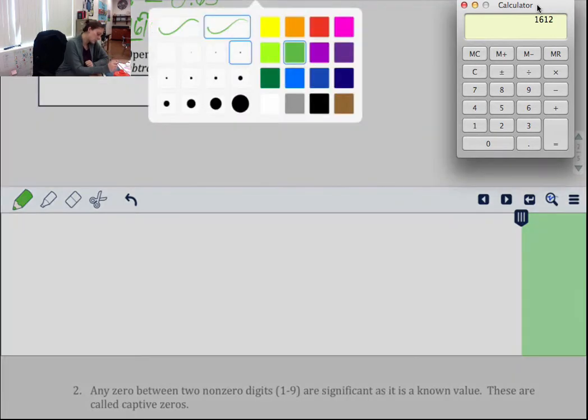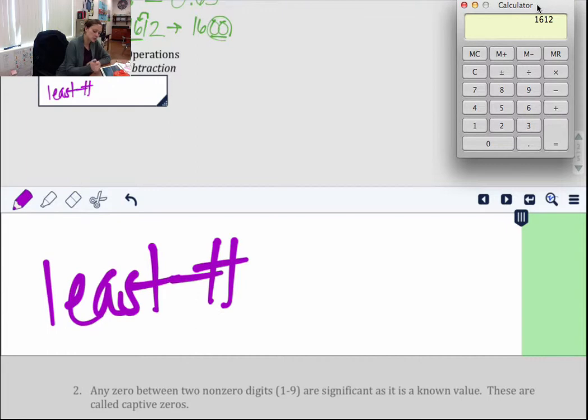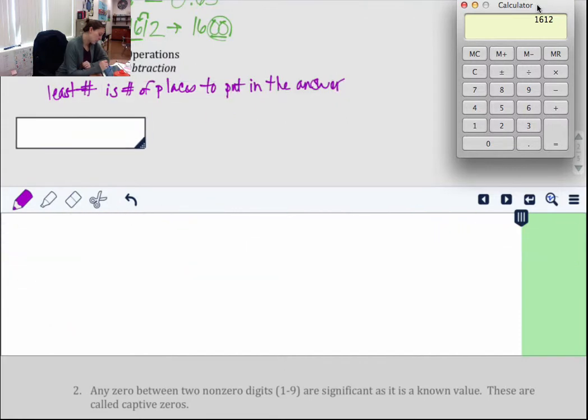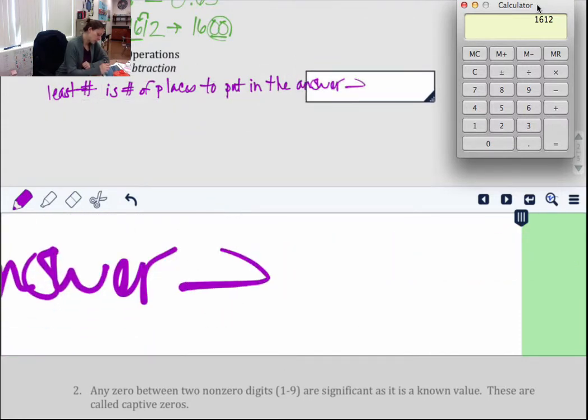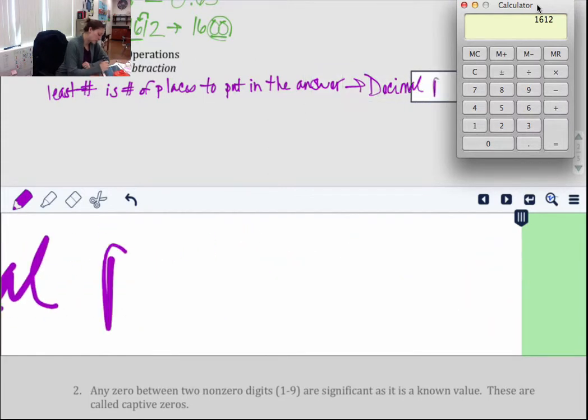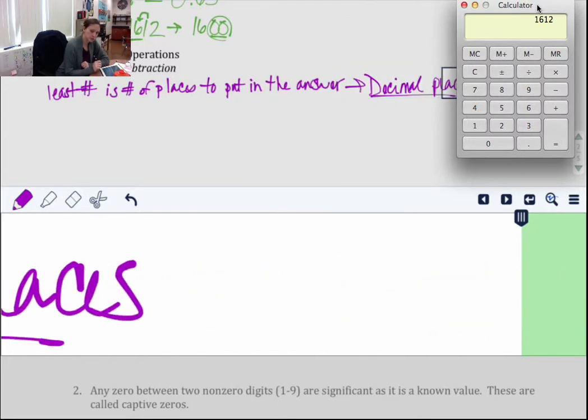We're going to add and subtract first. How you do this, and I'll show you the example for it: you want to look at the least number of decimal places for one of the things that you're adding together. That is the number of places to put in your answer. So we're going by the least number of decimal places, which is how many decimal places you should put in your answer. It's the big thing, decimal places.